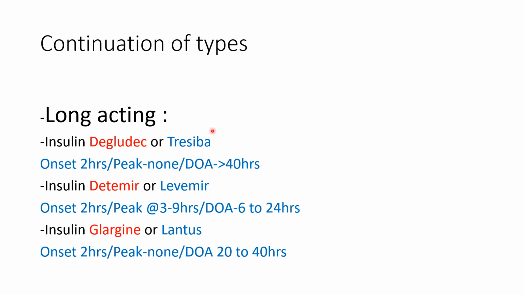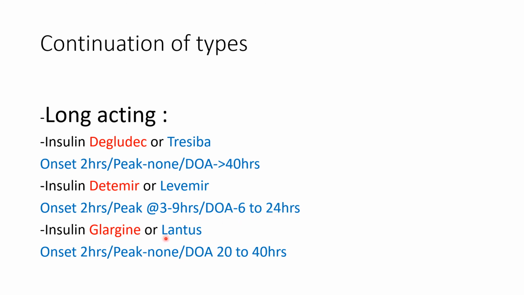The long acting will be insulin degludec or Tresiba. The onset of action here will be 2 hours. They don't have the specific number of hours to peak, and duration of action is greater than 40 hours. Insulin detemir or Levemir will have onset of action at 2 hours, peak at 3 to 9 hours, and duration of action is 6 to 24 hours.